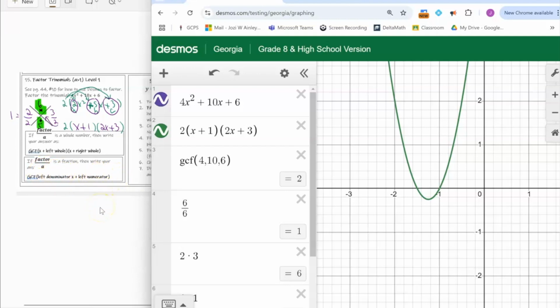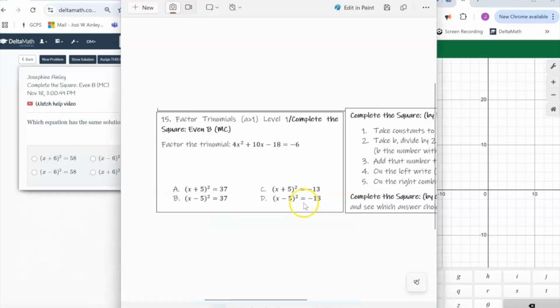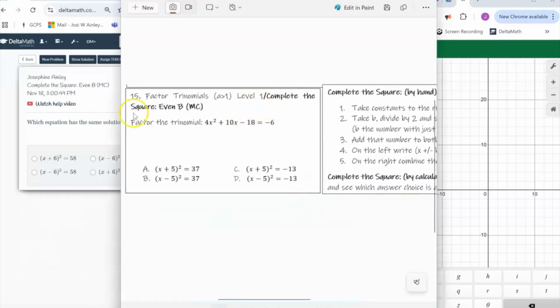Okay, so that's how you do it by hand. Let's practice. What we're going to look at right now is completing the square with an even b, and that just means that the number with the variable is even. That way we'll have no fractions in our answers. But just like everything else, I am going to show you how to do this by hand.